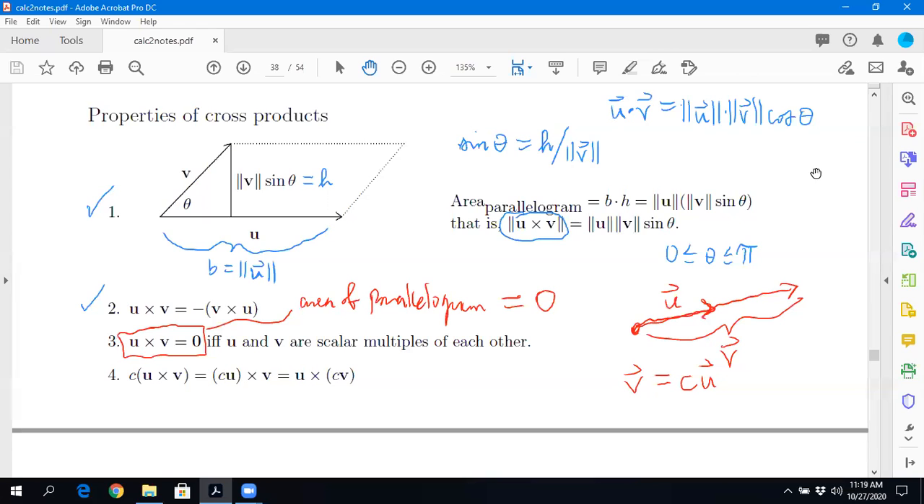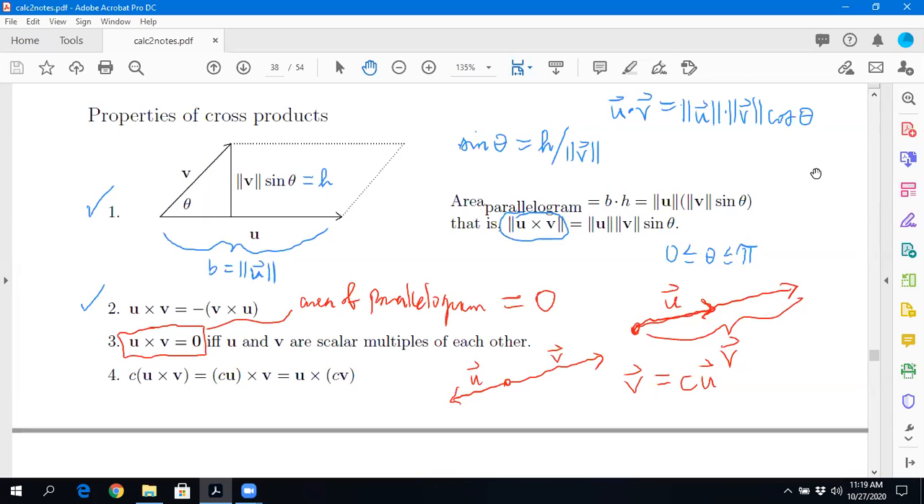What if the picture would have been like this, by the way? What if it would have been U going this way and V going this way? Those are still parallel vectors, right? You would still have V equal to C times U. But what would the parallelogram look like there?